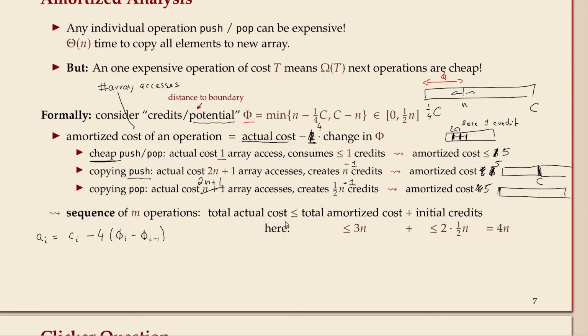Now we want a bound on the total actual cost. But what we have is that our amortized cost is at most 5 for all the operations. So what we can say is if we sum up the amortized costs for a sequence of m operations, that's at most 5m. But we also know that this sum is telescoping in the sense that if you insert the definition, you get the sum over all the c_i's.